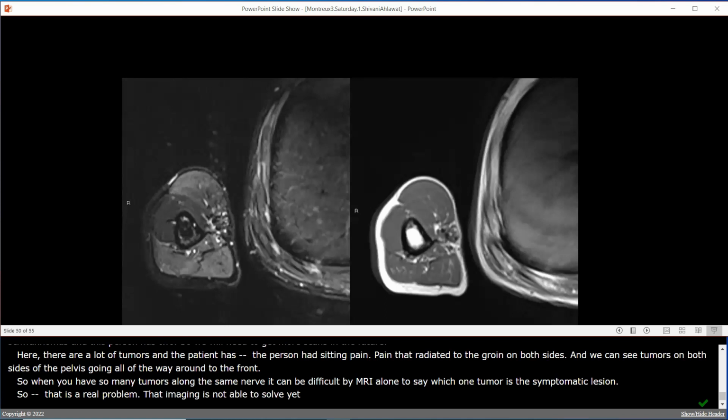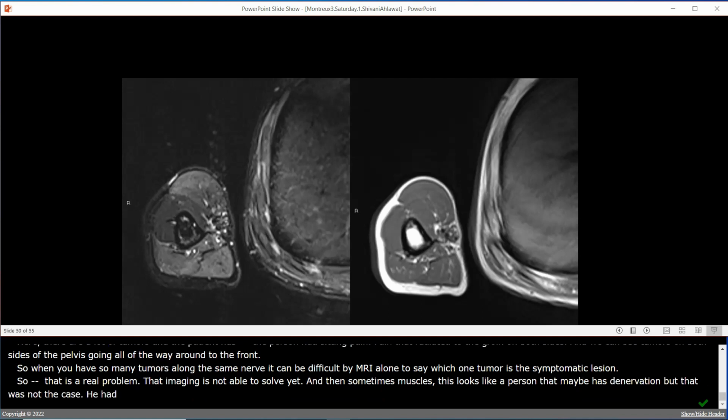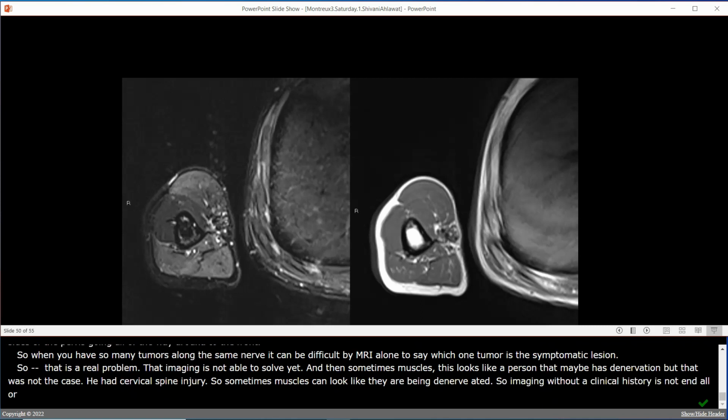And then sometimes muscles, this looks like a person that maybe has denervation, but that was not the case. He actually ended up having cervical spine injury. So sometimes even muscles can look like they're being denervated. So imaging without a clinical history is not the end all. It's not particularly useful. It has to be used as a tool to answer a question.